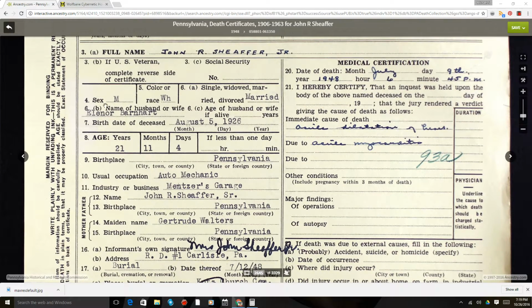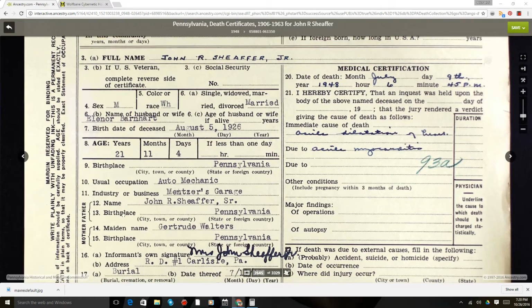And his sex was male. He was white, and he was married. Now that's a big clue. That gives his wife's name. Not all of them really do that. So his wife was Eleanor Barnhart. So now that I know that information, I could start looking for information on her. Maybe get a marriage application from when they got married, and get the information from that and match it up with the rest of this, and see how accurate this actually is.